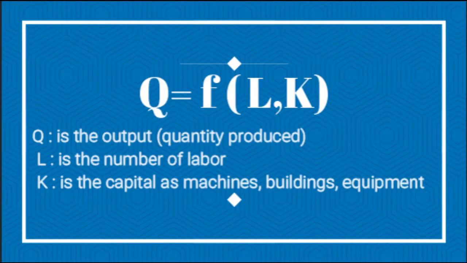L is the quantity of labor. K is the capital which is used in the production process, such as equipment, machines, tools, and buildings. So we use labor and capital as inputs. Why? To produce a quantity of goods as outputs.